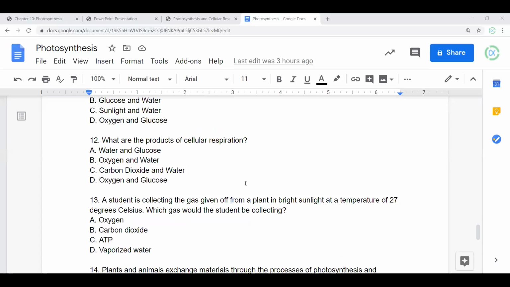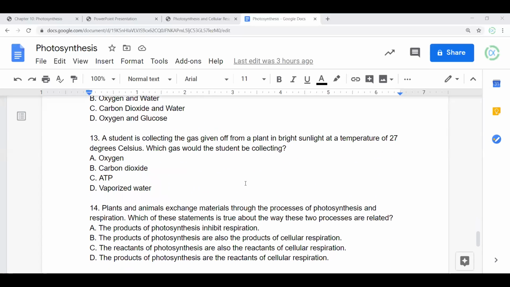because of the products. Okay, a student is collecting the gas given off from a bright plant in bright sunlight at a temperature of 27 degrees Celsius. What gas would the student be collecting?